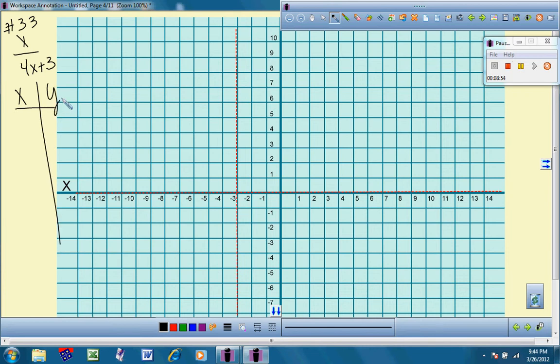Alright, so the first point that I think is probably easiest to graph is going to be 0. Alright, so when x is 0, then y is 0. Because if we have x in our numerator, then 0 divided by anything is going to be 0. So we can plot a point right here as 0, 0.